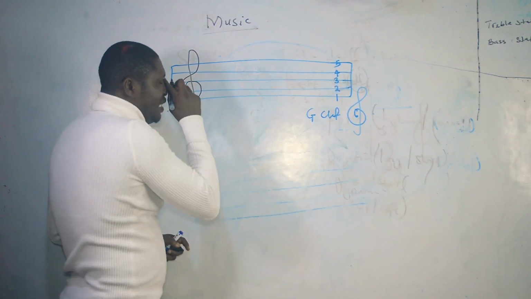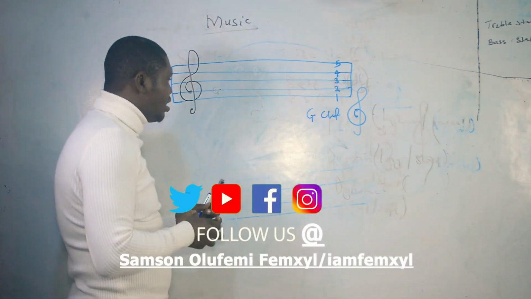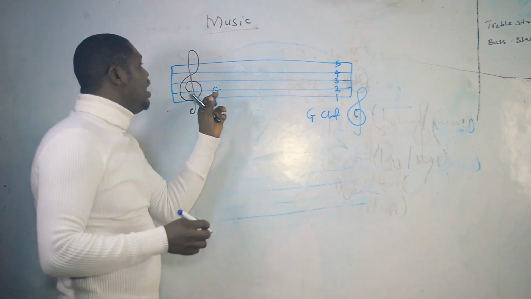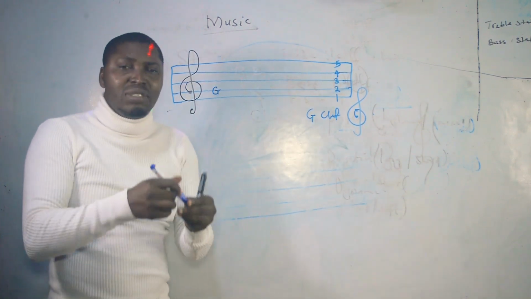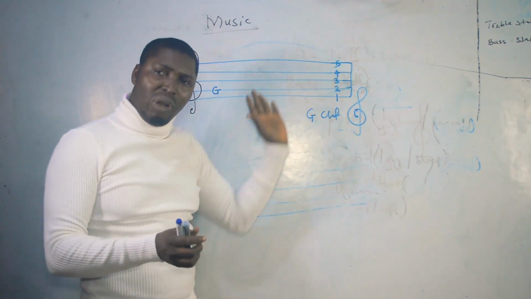On the second line, simply name that line line G. Yes, name it line G. So the name of this line is G. It's very simple. With that trick, all you need to do is just run your alphabet upward or downward.